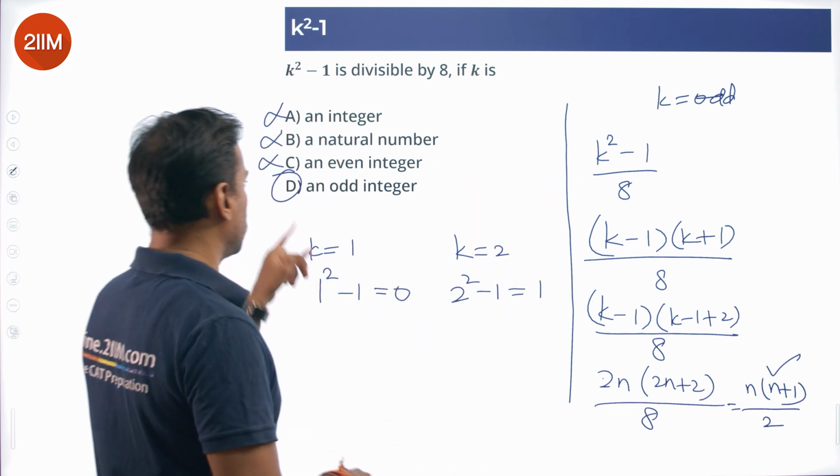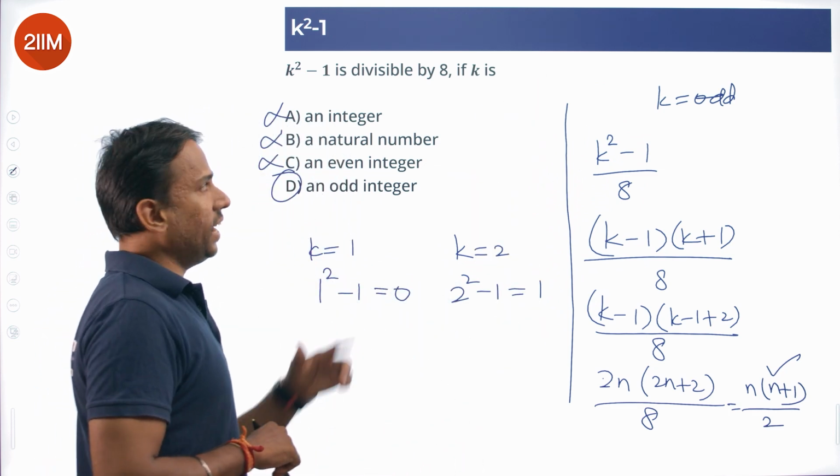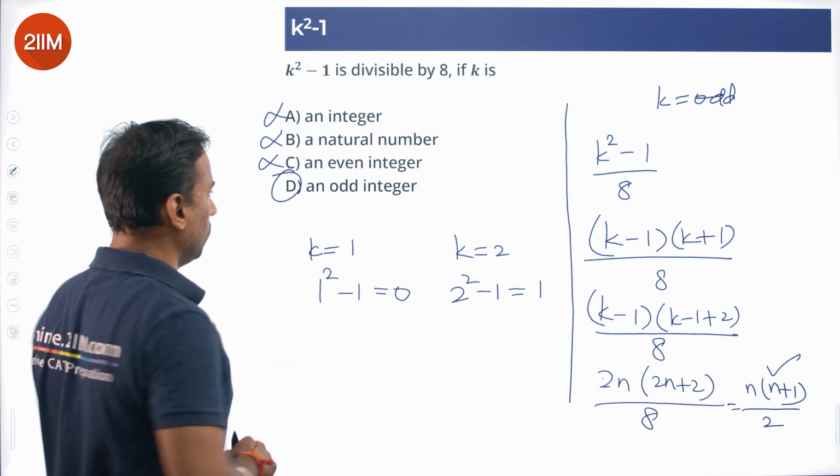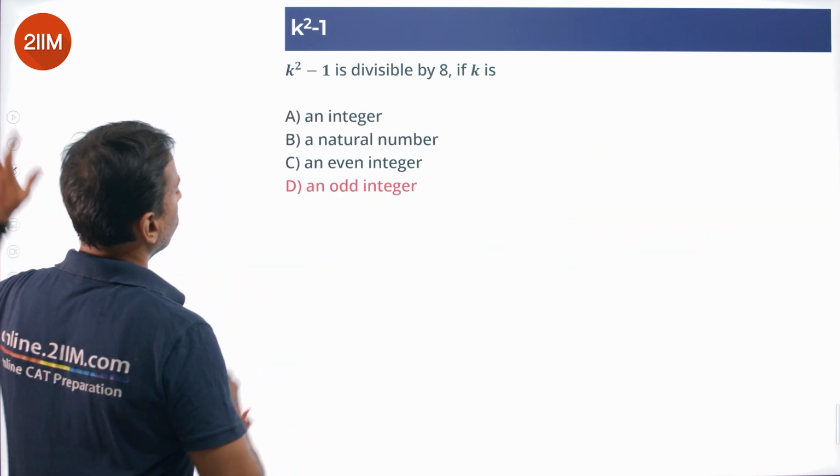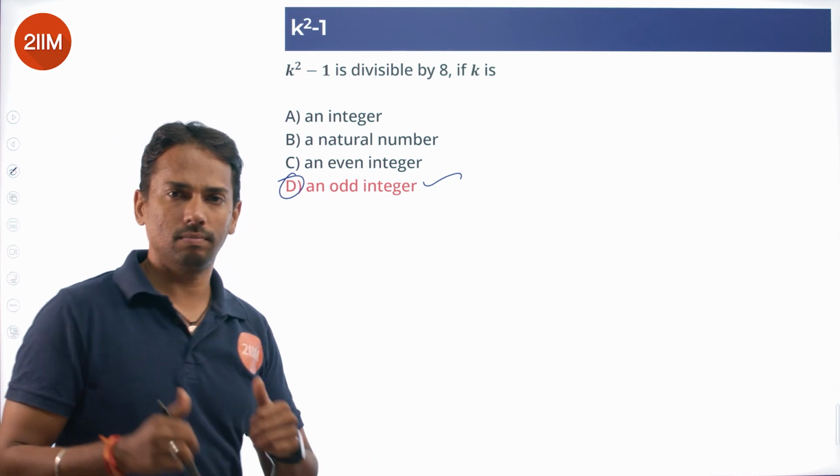k is odd. So option D, an odd integer. K should be an odd integer. Should be the right answer. We'll check this. Option D is the right answer.